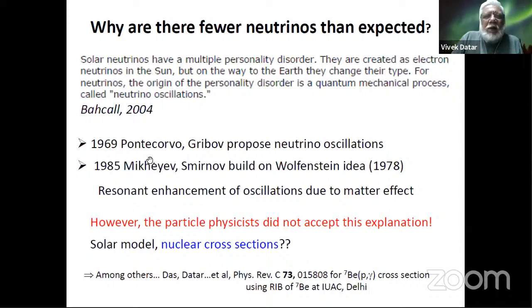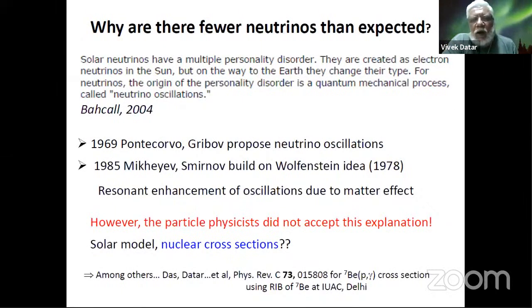This was an idea proposed by Pontecorvo and Gribov, who said that neutrinos can oscillate, and then Mikhail Smirnov built on the Wolfenstein idea and showed that you can have resonant enhancement. So then this becomes really a broadband solution, because somewhere along the path of the neutrino, which can come at different energies, you can have it resonantly change to the muon type of neutrino, which then won't be detected by a detector on Earth. So this can happen at different densities depending on the energy, as Murthy just showed.